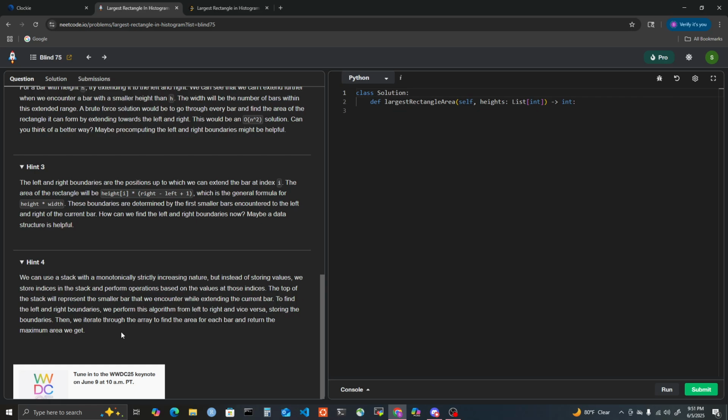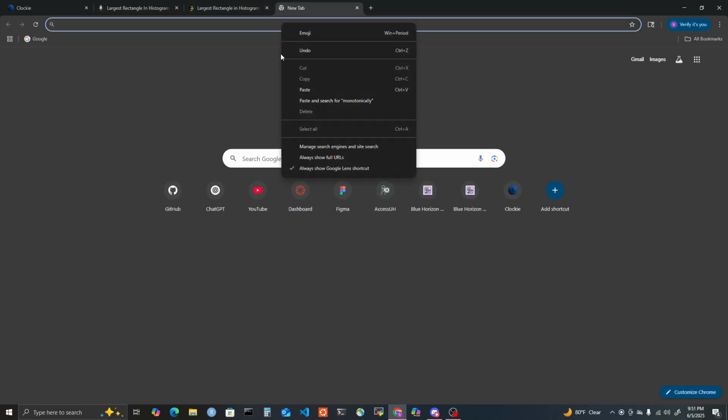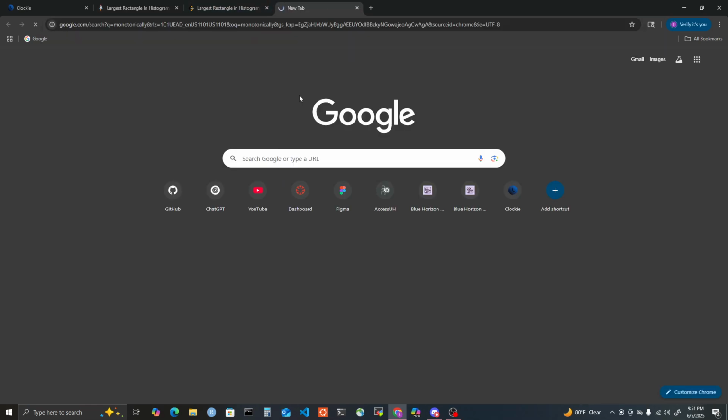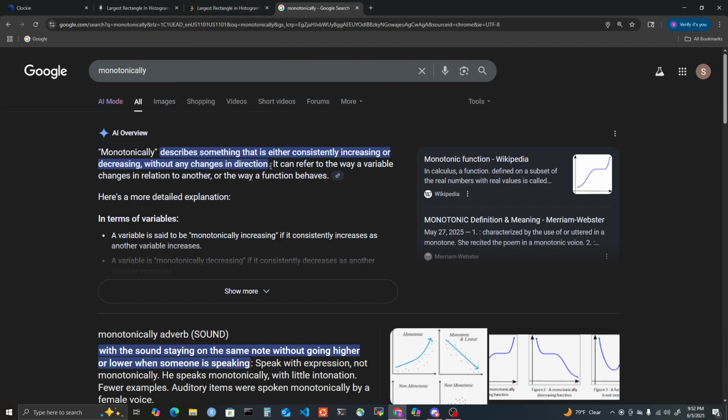We can use a stack with a monotonically strictly increasing nature, but let's see, what exactly does monotonically mean? I know mono means one, and monotonic is like one motion, typically. Alright, brother. This stupid AI search is slowing stuff down.